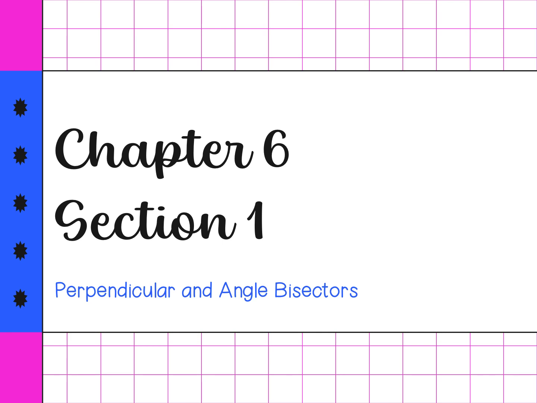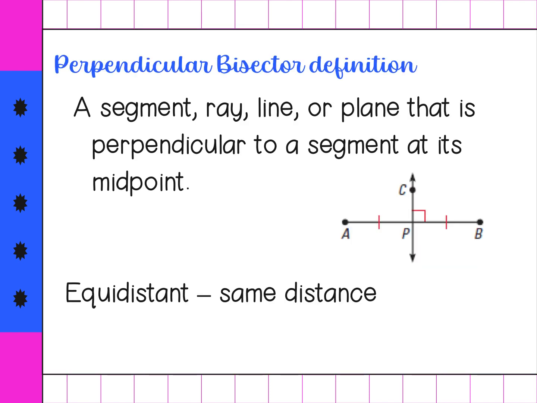Okay, so today we're going to cover Chapter 6, Section 1: perpendicular and angle bisectors. The first thing we're going to do is define what a perpendicular bisector is. A perpendicular bisector is a segment, a ray, a line, or a plane that is perpendicular to a segment at its midpoint.